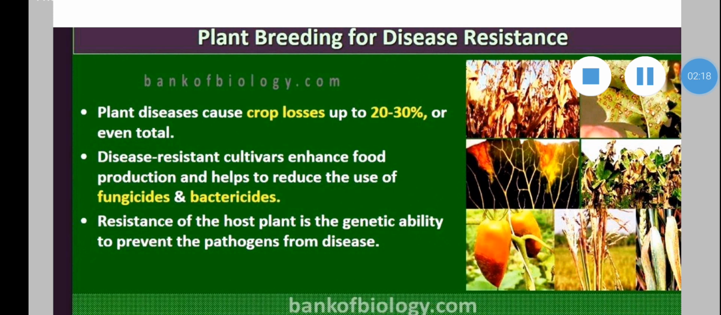Plant breeding for disease resistance. Some of the diseases caused in plants are given in the chart on page number 249 of your textbook. So first pathogen is fungi. The diseases of plants are brown rust of wheat, red rot of sugarcane, late blight of potato. Then due to bacteria, black rot of crucifers. And then due to viruses, TMV, that is tobacco mosaic virus.